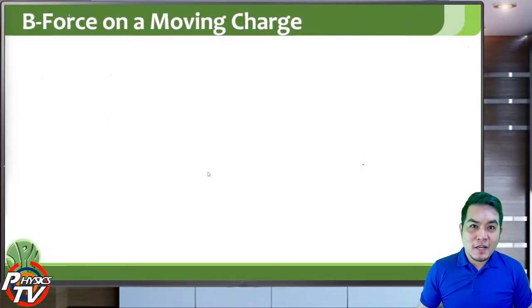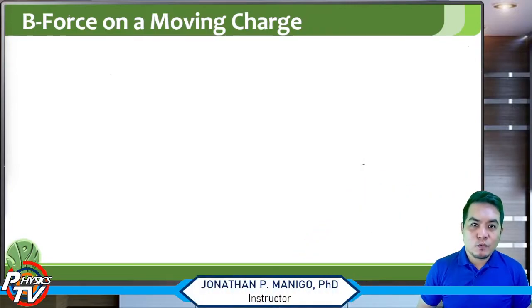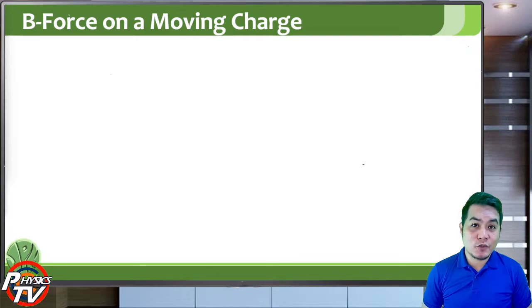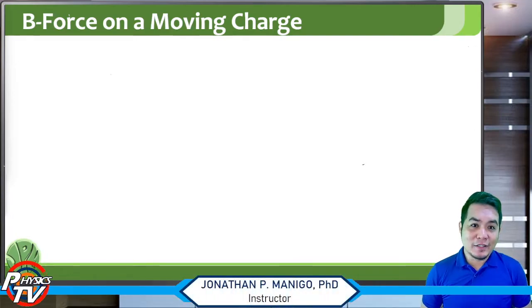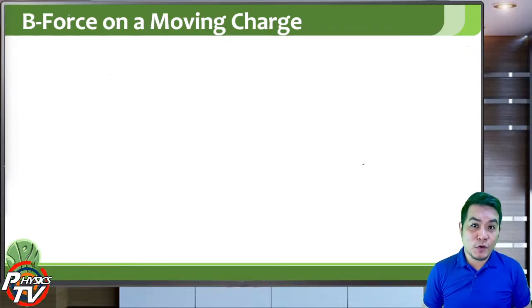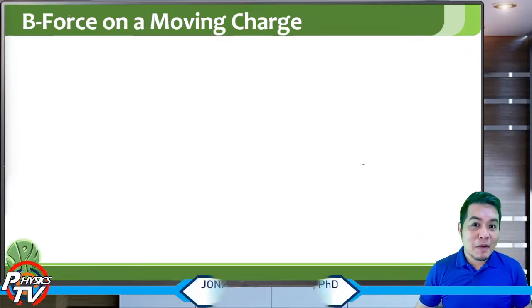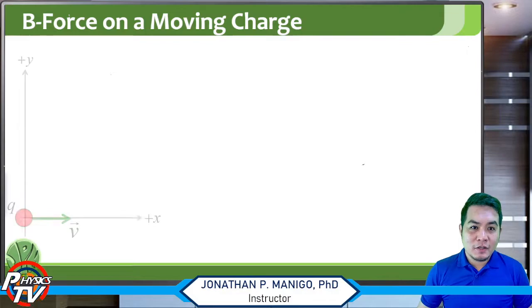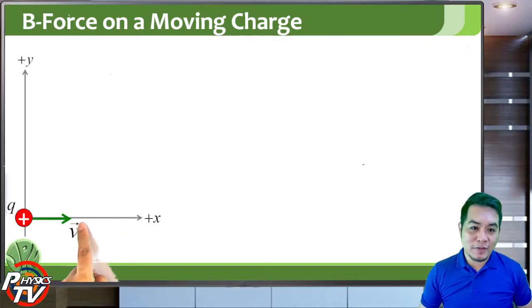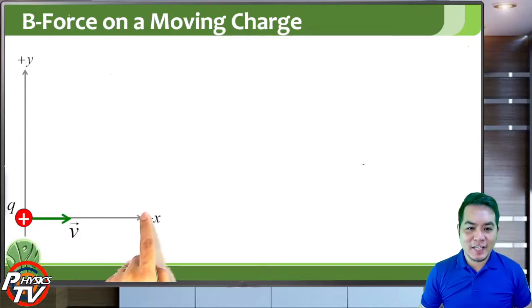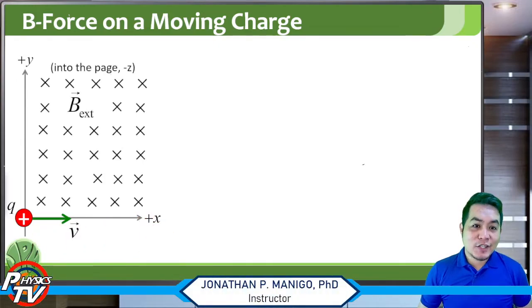In the same pace as we did when we discussed the sources of magnetic field, we start with the magnetic field of a moving charge. Now we will try to find the magnetic force on a moving charge due to an external magnetic field. If you have a moving charge q with velocity v, say it's moving to the positive x-axis, and there's an external magnetic field.